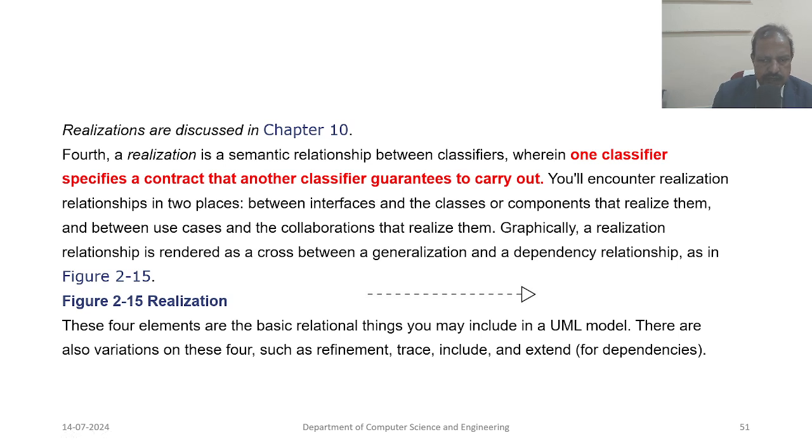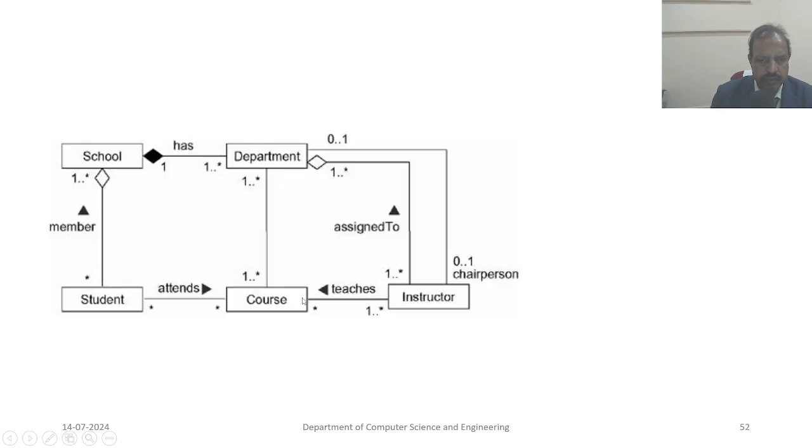Then there is the realization. Realization is also a dashed line with an arrow at the end. What is the meaning of this? It is a relationship wherein one classifier specifies a contract that another classifier guarantees to carry out. So these are the realizations. These are some of the things.